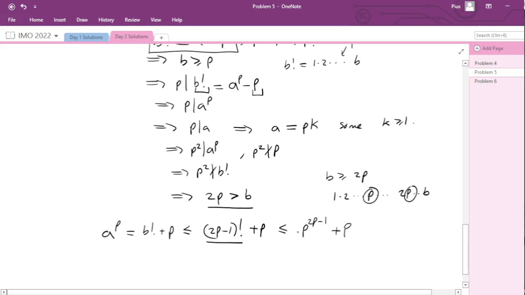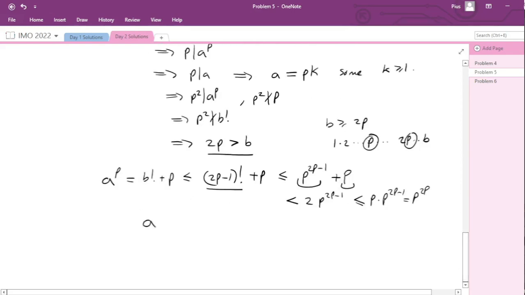Okay. And this clearly is bigger than the other. For instance, when p is 2, the power is already 3. So this is clearly bigger. So this is in fact less than 2 times this value, which is less than p times the value, which is 2 raised power p. So what this means is that if you take the pth root, we'll have that this is strictly less than p squared. And now remember, a is pk, so this actually gives us k is less than p in particular.